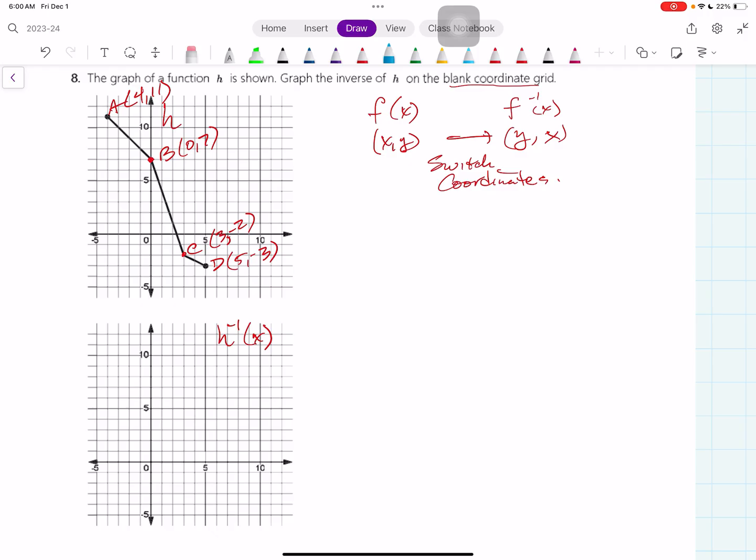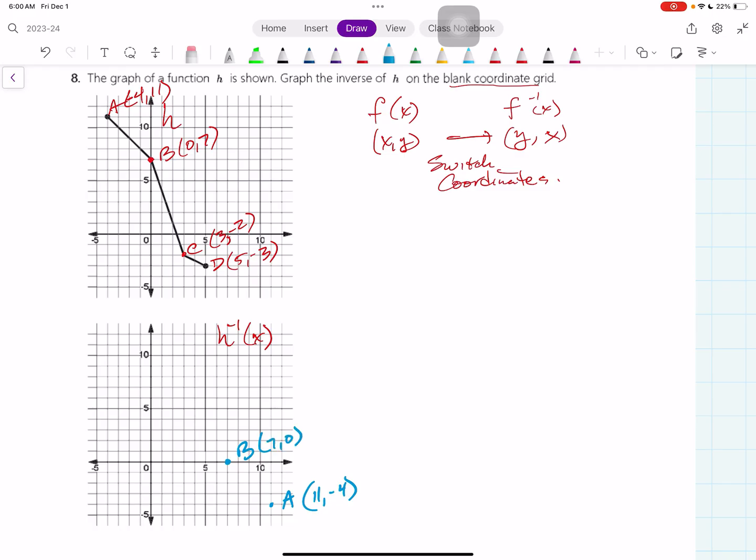So A prime, 11 comma 4. Excuse me, this is a negative number, sorry. (-4, 11) becomes (11, -4), so let me redo that. (11, -4) is down here. I'm using geometry notation here, so it's (11, -4). B prime, (7, 0). You know what, forget the prime notation. I'm just going to switch the coordinates, make it easy. That becomes (7, 0).